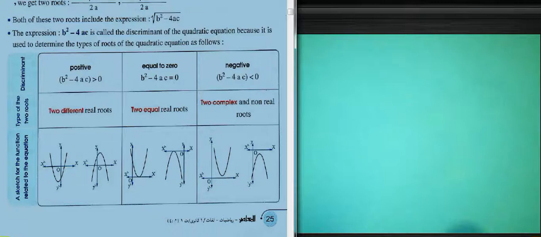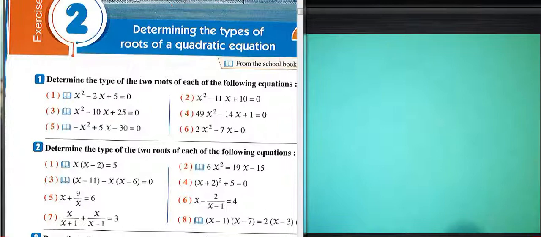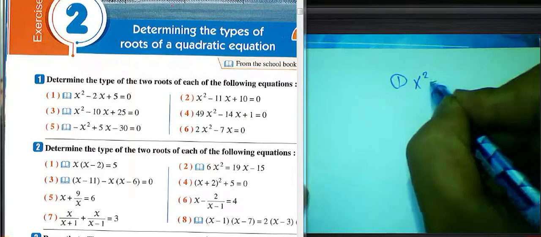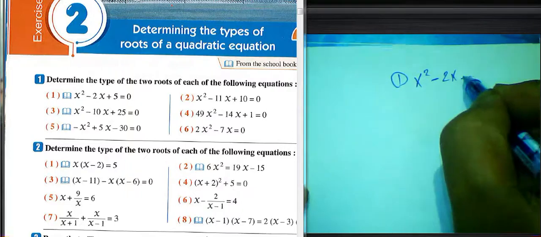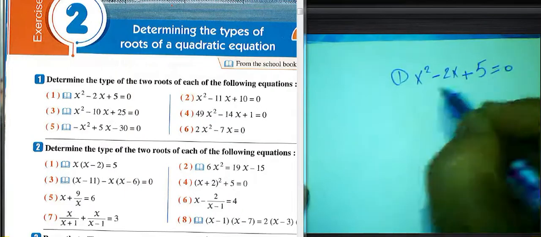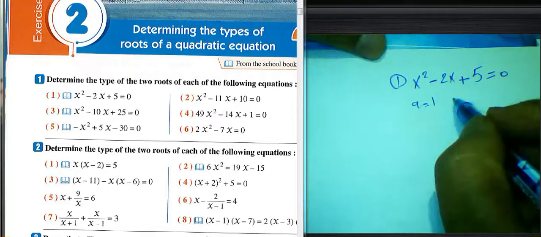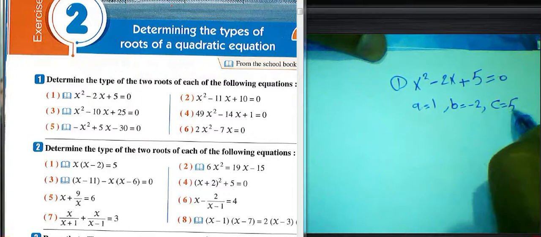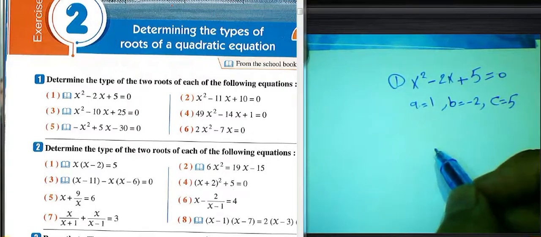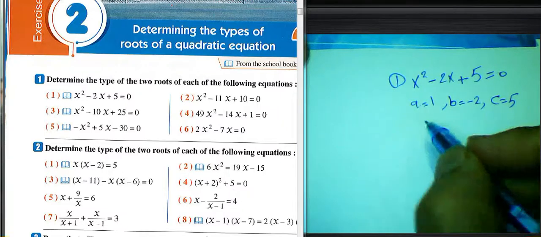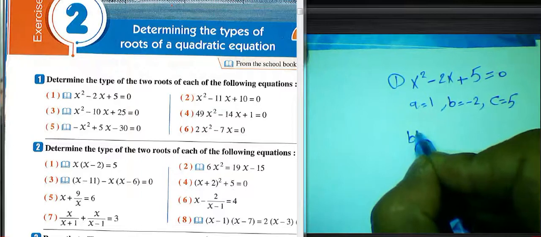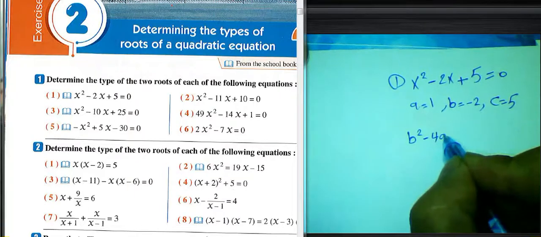We will solve the equation first. Number 1, determine the type of two roots of each of the following equations. Number 1, we will solve x power 2 subtract 2x plus 5 equals 0. First, a equals 1, b equals negative 2, c equals 5. Okay, we write the discriminant equals b power 2 subtract 4ac.